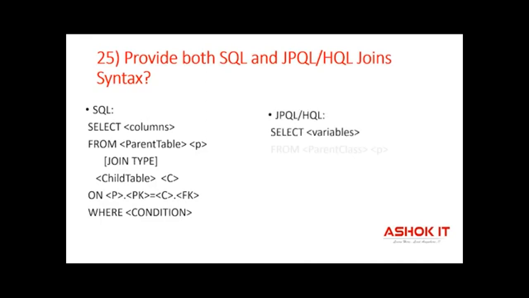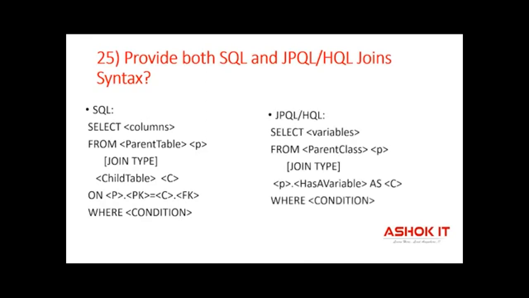In case of JPQL, HQL, look at the syntax. There is no on clause available. Here, we have to take a mapping variable. In case the customer class has an order variable ord, then it looks like: from Customer c inner join c.ord as o. Like that it goes.